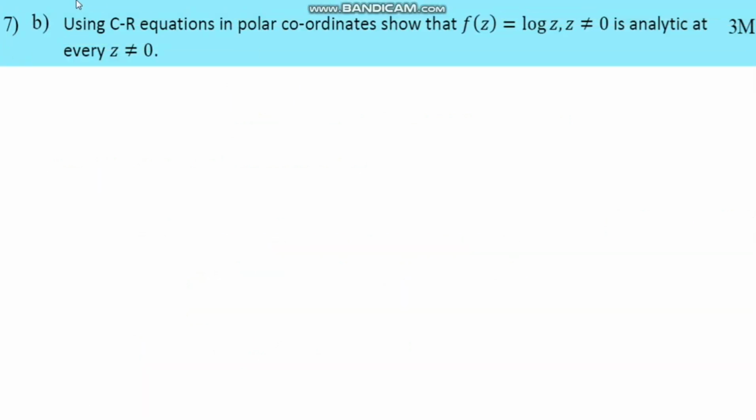We are going to discuss the 7th question B bit. Using Cauchy-Riemann conditions in polar coordinates, show that f of z equals log z, where z not equal to 0, is analytic everywhere except at the point z equal to 0. We have to show that log z is analytic using Cauchy-Riemann conditions in polar coordinates. We need to know that z equals r e power i theta. We are given that f of z equals log z. Now z is replaced with r e power i theta.